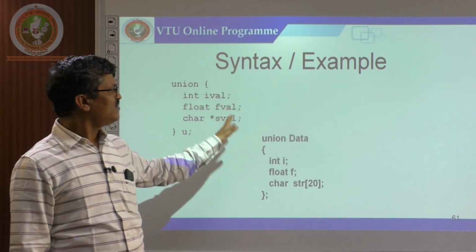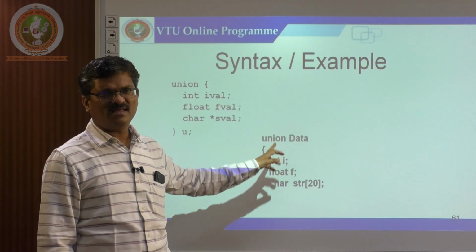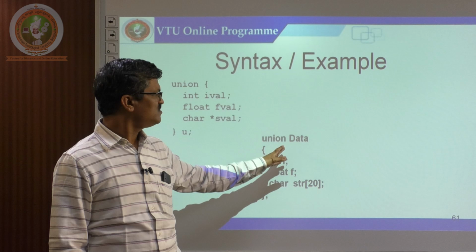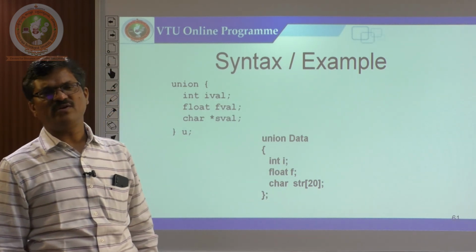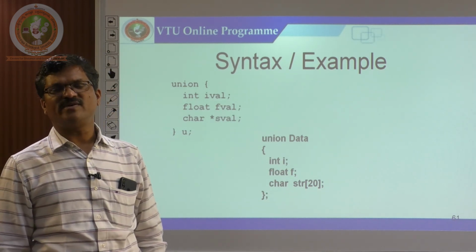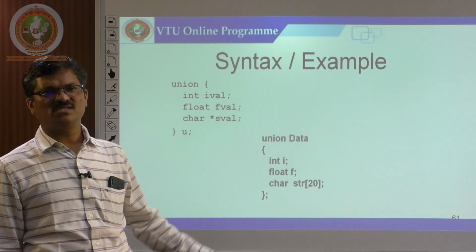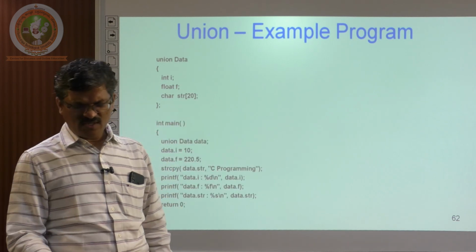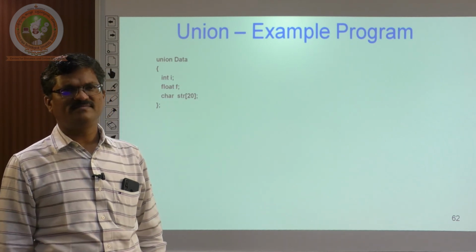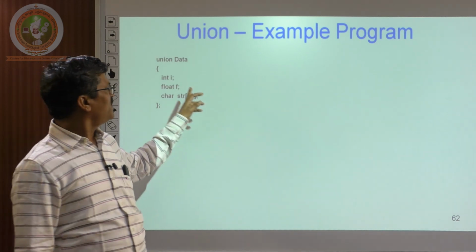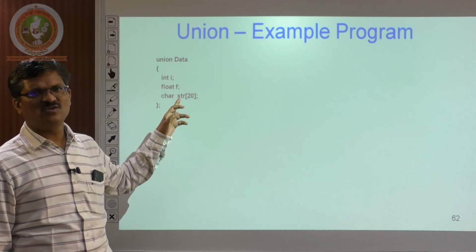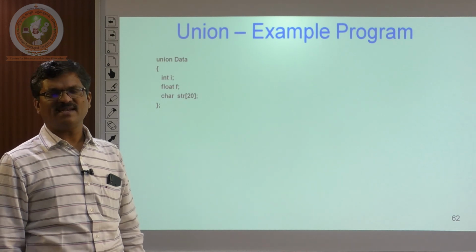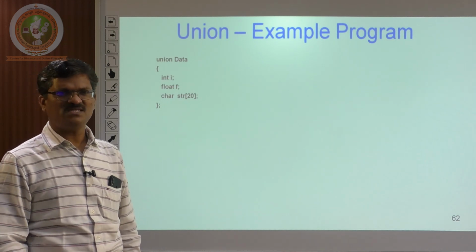In the same way, we define another user defined data type called a union data to include int i, float f, and character string[20], an array of characters. So, this is another union. We will see one simple program. The previous union whatever we have declared includes an integer i, a float f, and an array of characters, a string. Okay. This is a union.